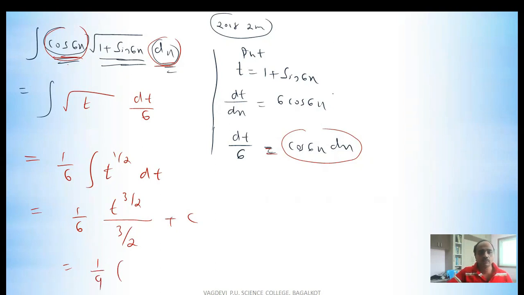T raised to 3 by 2. What is t? T we have taken. T is not there in the given function. In the given problem, everything is in terms of x. T we have taken for our convenience to make it easy. So you have to substitute its value once again. So t is 1 plus sine 6x, to the power 3 by 2. The final answer should not be in terms of t, because t is not given in the problem at all. T we have taken in the middle of the problem for our convenience.